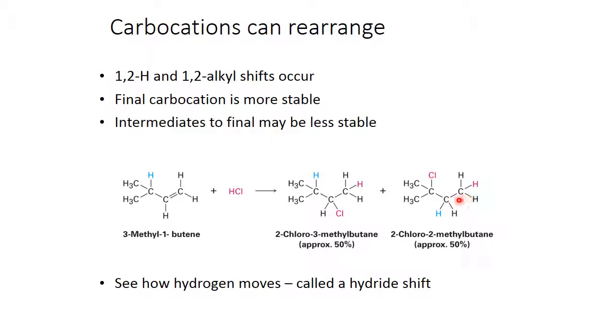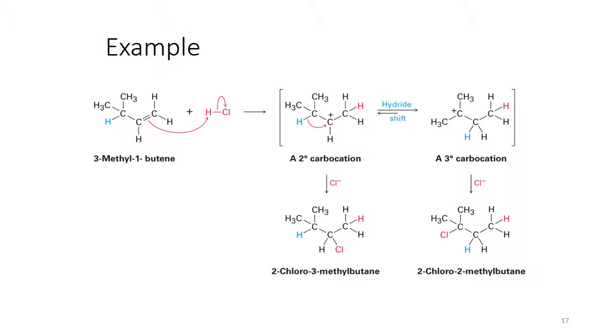and we actually get this one too. Because it is a hydrogen that shifts over to change the carbocation structure, we call it a hydride shift. Hydride is hydrogen with a negative charge. And so basically the electrons and the hydrogen walk over together. And so we call it a hydride shift, hydrogen with electrons. So here's an example of how it occurs.